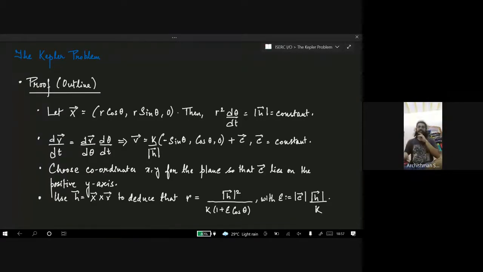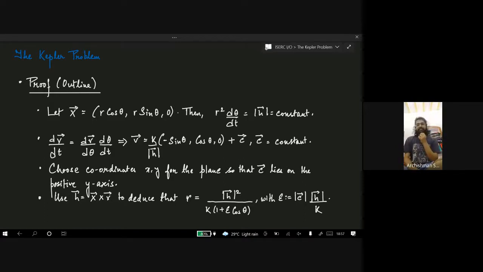But before I go there, let me just give you an outline of the proof. As I mentioned, you can place the position vector in the xy plane. So let's use polar coordinates for that. If you assume polar coordinates, then you can easily derive the fact that r squared d theta/dt is constant, and this is basically a statement of Kepler's second law.